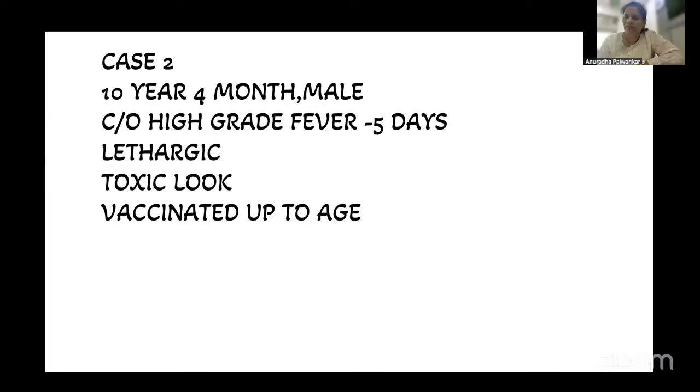So Dexa was given. For how long? Was only one given or 2-4? No sir. Proper 3 days. 8 hourly doses. 0.15 milligram per kg per dose every 8 hourly for 3 days.